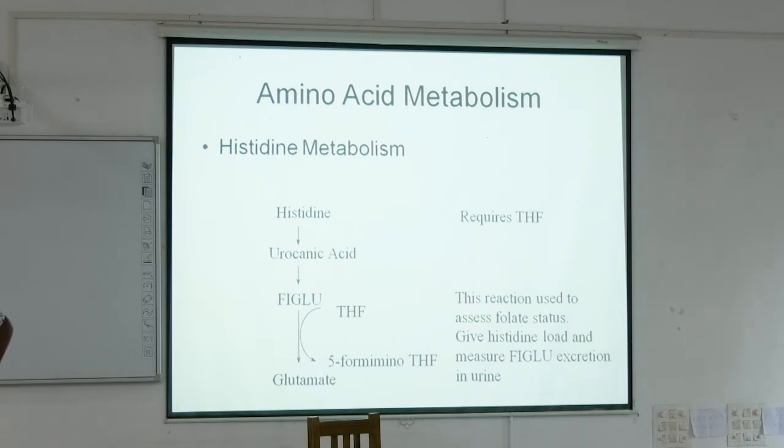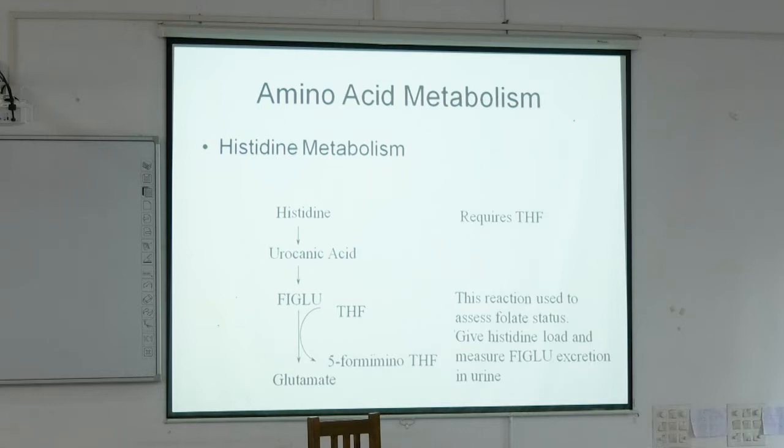This is a Figlu excretion test. All these things will be taught during amino acid metabolism. Folate deficiency: how to assess folate deficiency? How to assess whether our body is deficient in folic acid? Long back there was no direct measuring method, though nowadays we can measure directly. So at that time they used to perform this test. Now it is obsolete. It is called the Figlu excretion test.